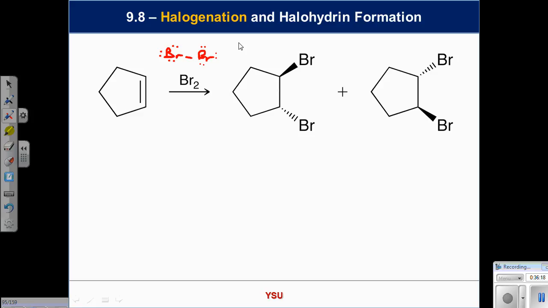Now, bromine is a nasty material. It's corrosive. It's orange. You get it on you, it's no fun. Be very careful with it. What you do is you take a little bit of your product and your starter material in two separate test tubes, and you add bromine to both of them.